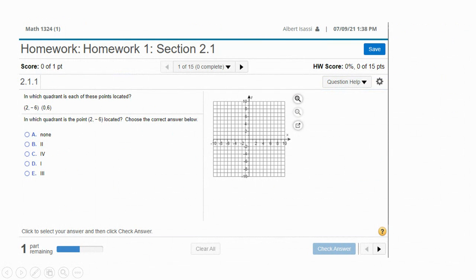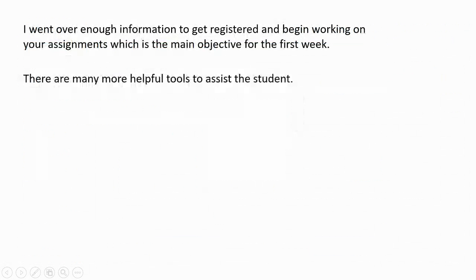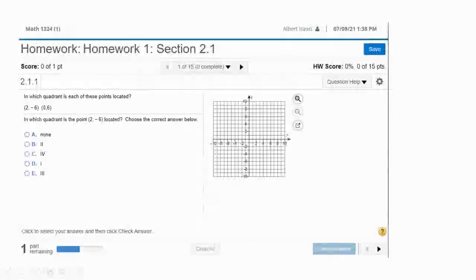Now here, question help, you have various assistants. Let me go back to previous. When you click here, guys, there's help from the instructor. You can ask the instructor. There's help, there are videos, there's help me solve this. There's a whole bunch of assistance that you can get by clicking on this question help.